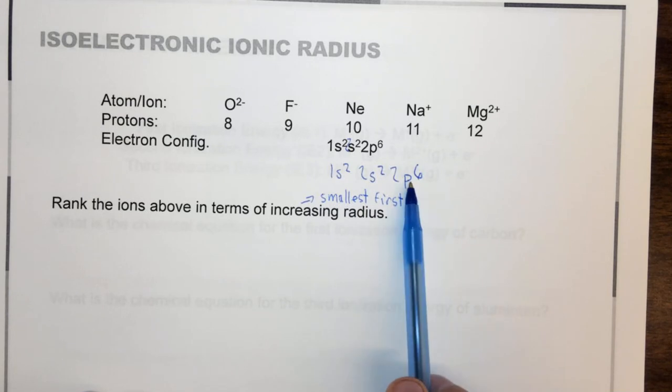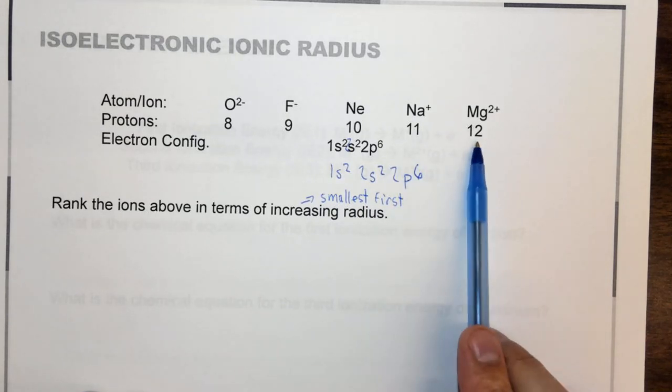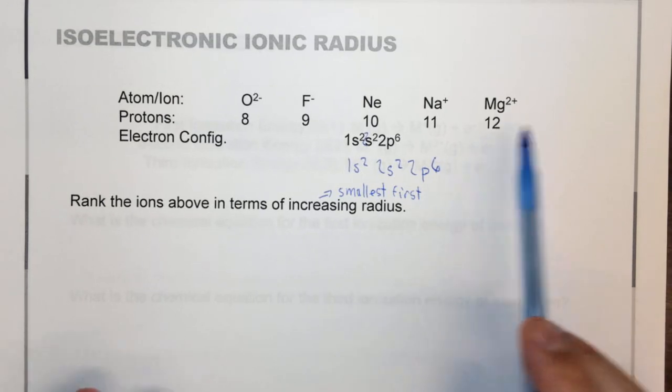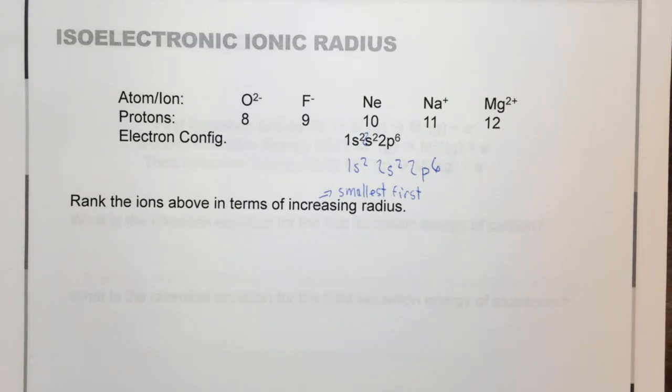Well, if they all have the same number of electrons, the one with the most protons is going to be the smallest because it's going to pull those electrons closer to the nucleus. Or if you remember the general trend before, more protons makes atoms smaller, and less protons makes them bigger. Or said another way, positive ions get smaller and negative ions get bigger.